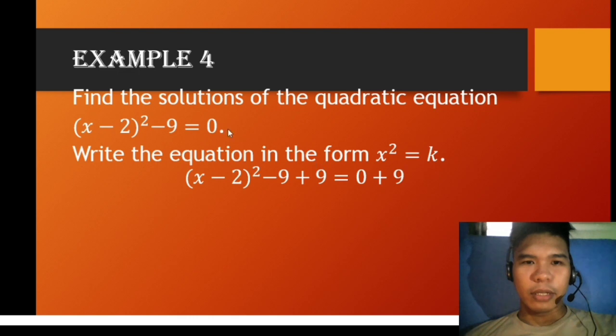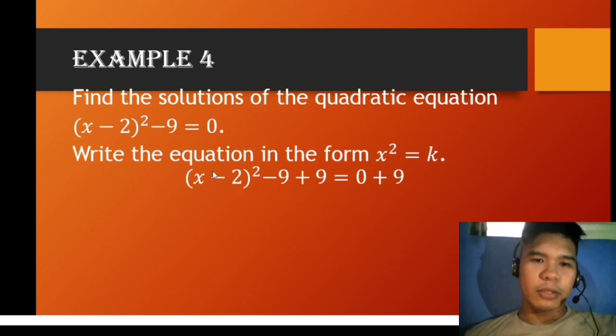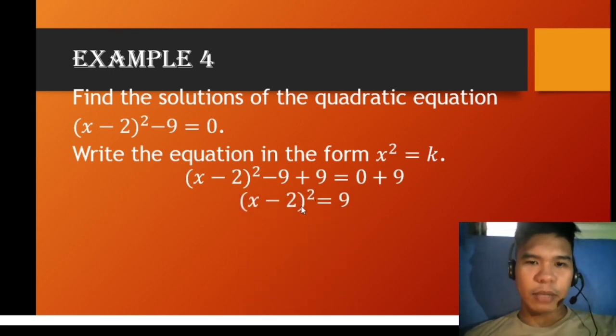Since you add 9 here, you add 9 also on the other side of the equation. That's why it became 0 plus 9. So you copy this again. Negative 9 plus 9 here is 0. So this will become quantity x minus 2 quantity squared equal to 9.